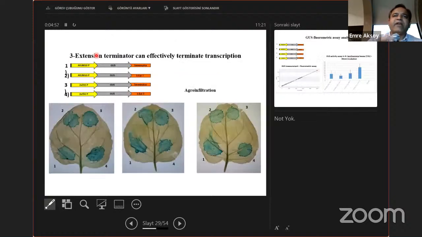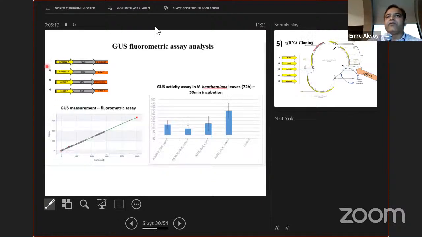So this experiment just shows that we were trying to see the efficiency of this extension terminator, whether it works or not. So we used it with Gus and with different promoters, of course, and the terminator as this extension one. And yes, the agroinfiltration results showed that it really works. The Gus fluorimetric assays also showed that in this one, the double enhanced Gus with extension terminator showed the maximum Gus expression.